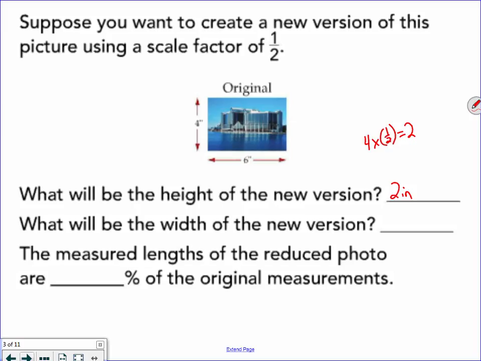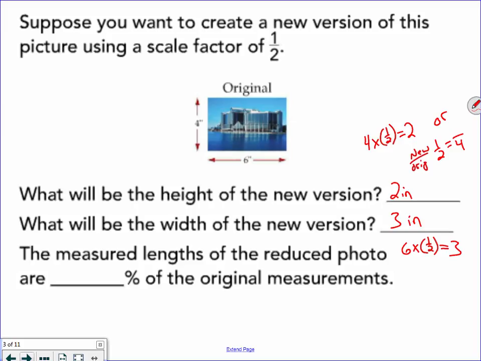Okay, now again, if you can't pick up on that, you can always fall back on your proportion. Okay, so we have the original over the new. We want that to be 1/2. Or I'm sorry, I messed this up. This should be the new over the original. The new over the original is 1/2. So if the original height is 4, I can just put that 4 there. 4 times 1 is 4 divided by 2 is 2. Okay? So again, the width of the new one, well, if the original is 6, I can just take that times 1/2, and I'll get 3. So the width of the new one is 3 inches.